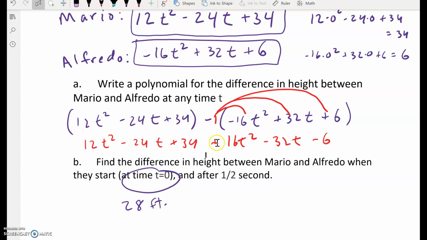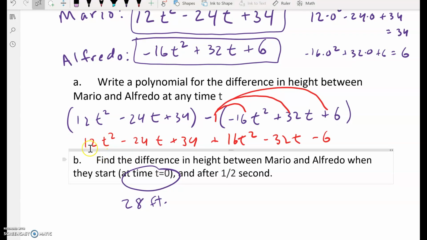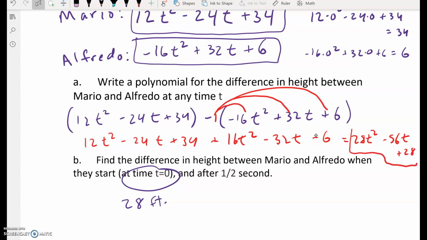Now I'll just combine like terms. 12t squared plus 16t squared is 28t squared. Then negative 24t minus 32t, that's negative 56t. And then 34 minus 6 is 28. So there's the answer to part A.